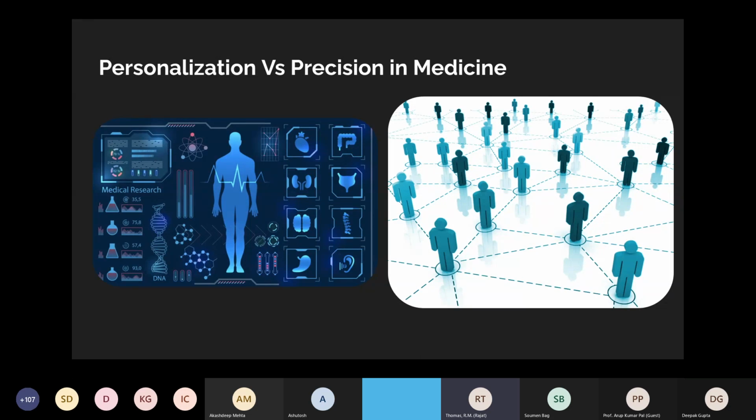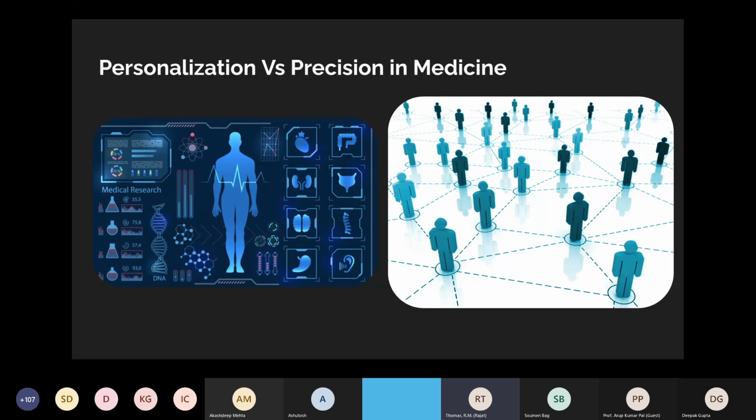Now, precision medicine is about grouping people together, looking at connections between people. Are they similar people? Are they similar in many different ways? It's the same sex, same age group, same ethnicity, same food habits. You can use many of these attributes for a person, and then you can cluster them.